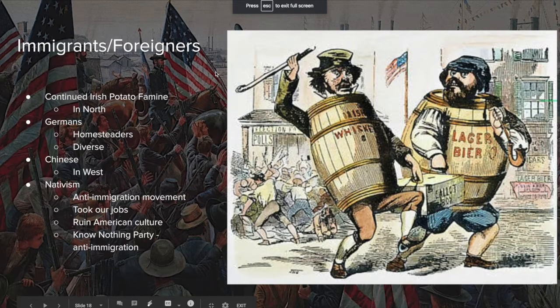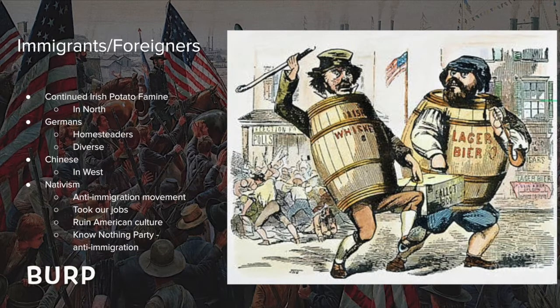Now, what about immigrants and foreigners in Unit 5? The Irish potato famine is going to continue, and so Irish people are going to be moving to America in great numbers. Most of these guys are going to the north to work in industrial jobs, so that's where Irish folk are going. Now, Germans are also going to start moving to America. Germany isn't a country yet, okay? It's an ethnicity, but Germans are still going to come to America in mass numbers.